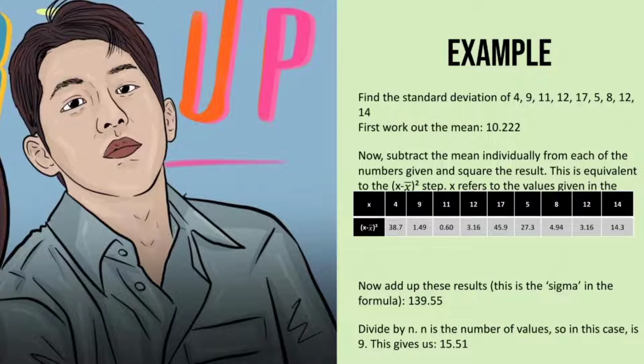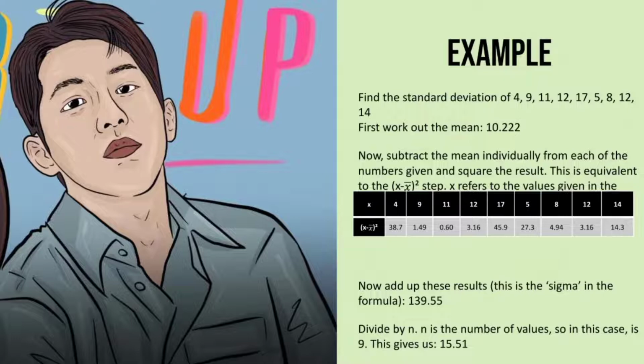The x values are 4, 9, 11, 12, 17, 5, 8, 12, and 14, and once we subtract the mean x-bar and square, 4 becomes 38.7, 9 becomes 1.49, 11 becomes 0.60, 12 becomes 3.16, 17 becomes 45.9, 5 becomes 27.3, 8 becomes 4.94, 12 becomes 3.16, 14 becomes 14.3, and now we can divide it by the n. What is n, you might ask?